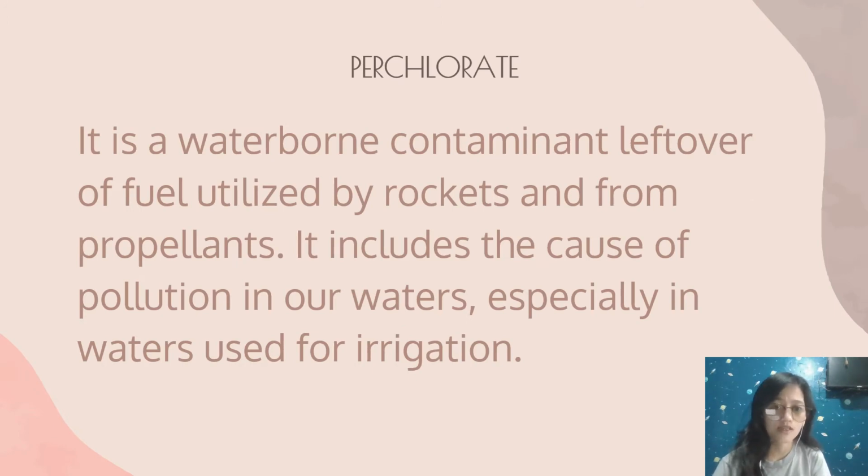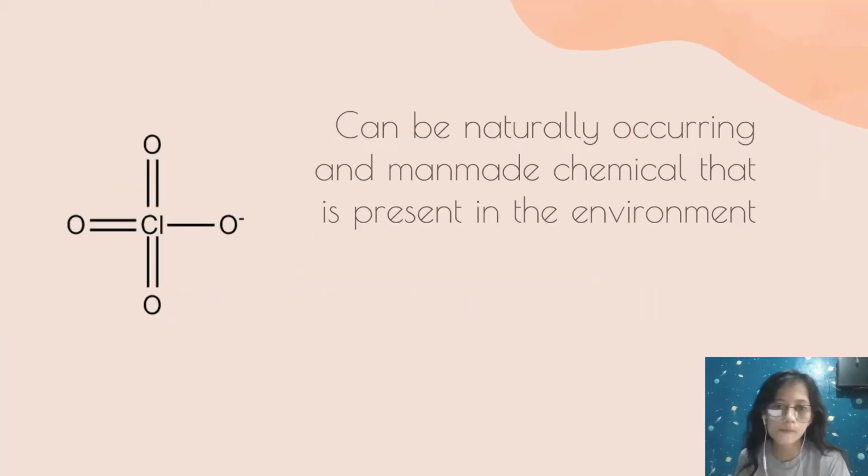Perchlorate is a waterborne contaminant left over of fuel utilized by rockets and from propellants. It includes the cause of pollution in our waters, especially in water used for irrigation. So when we say waterborne contaminant, meaning to say it is a horrible toxin to human health and it's absolute poison to the environment.